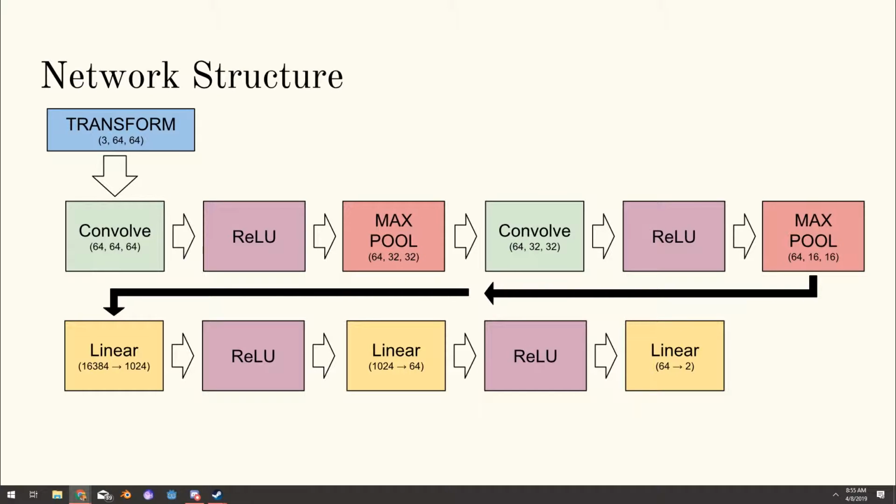So the actual network structure: first we take the image and we transform it. Whatever that size was before, that we saw in the table before, we convert it into a 64 by 64 image with 3 color channels. And then we convolve it and turn that into 64 output channels. So instead of just going from red, green, blue, it gets convolved to 64 output channels, goes through the rectified linear unit. We do max pooling to reduce the amount of computation we need to do later down the line.